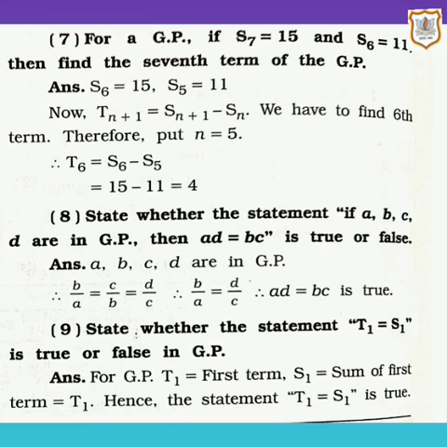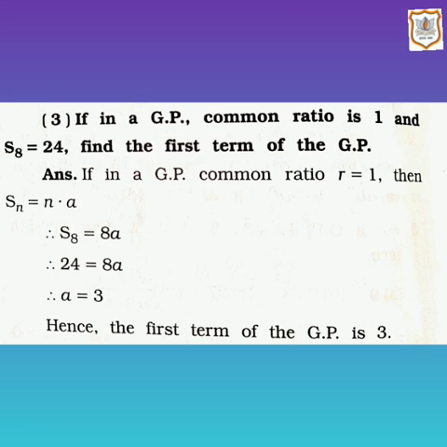Now let's have a look at section C and sum number 3. Let's read it. If in a GP, the common ratio is 1 and S8 is equal to 24, find the first term of the GP. Here the common ratio is given, that means r is 1, and S8 is given, that means the sum of 8 numbers is 24. So r is 1 and S8 is 24.